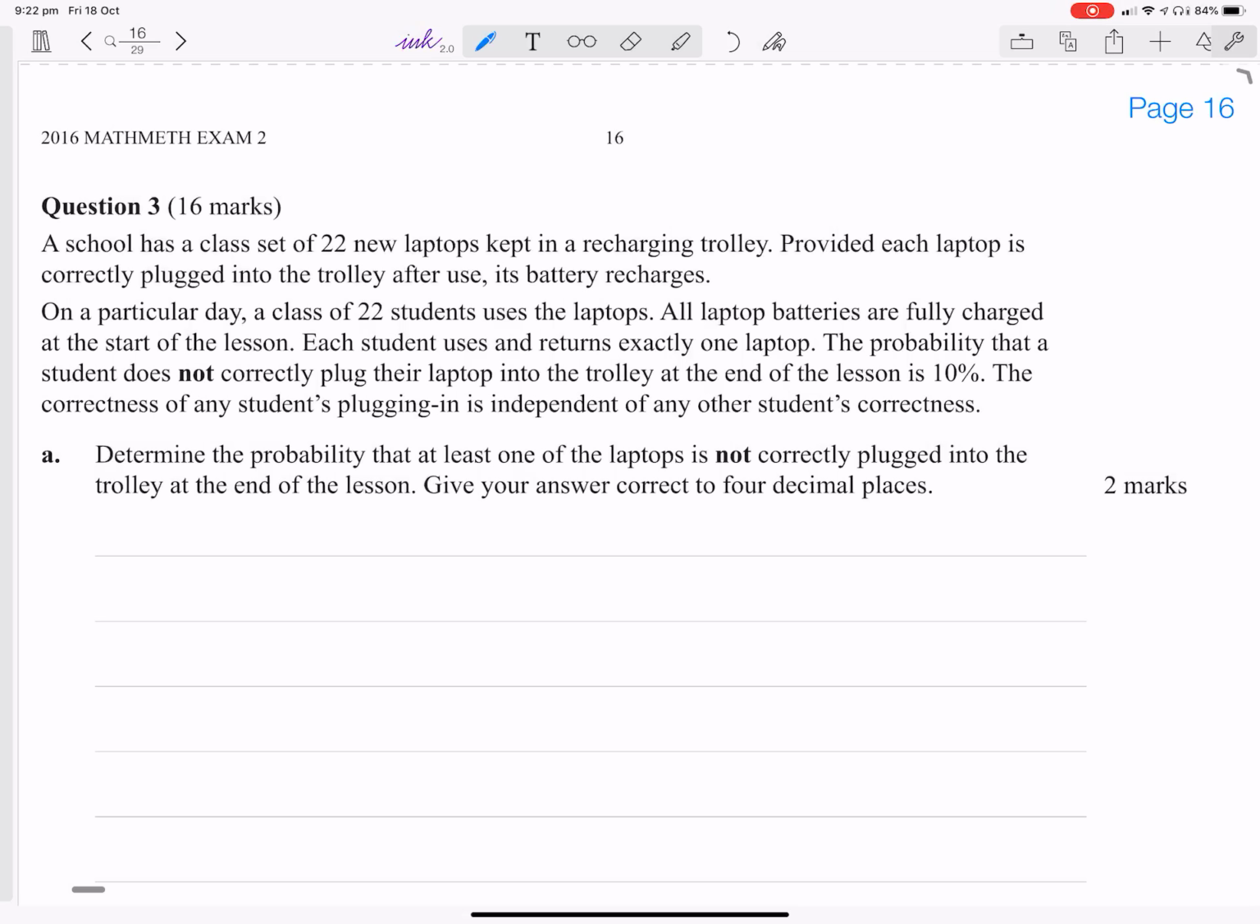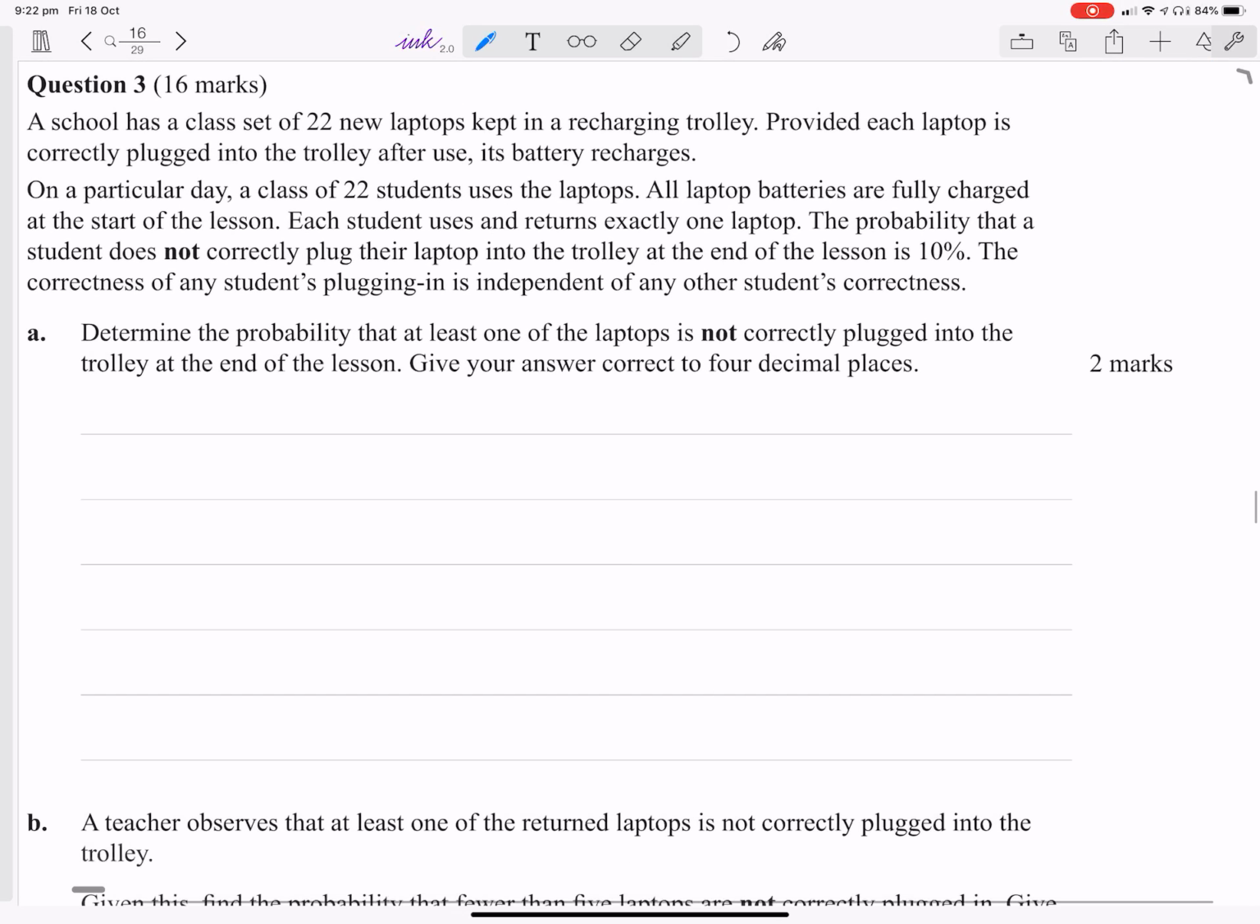Okay, a school has a class set of 22 laptops, kept on a recharging trolley, provided each laptop is correctly plugged in after use, but its battery charges. In particular, a class of 22 students use all laptop batteries fully charged at the start of the lesson. Each student uses and returns, bloody hell, this is long, exactly 1 laptop. The probability that a student does not correctly plug in their laptop is 10%. The correctness of any student's plugging in is independent of the others. Determine the probability that at least one of the laptops is not correctly plugged into the trolley at the end of the lesson.